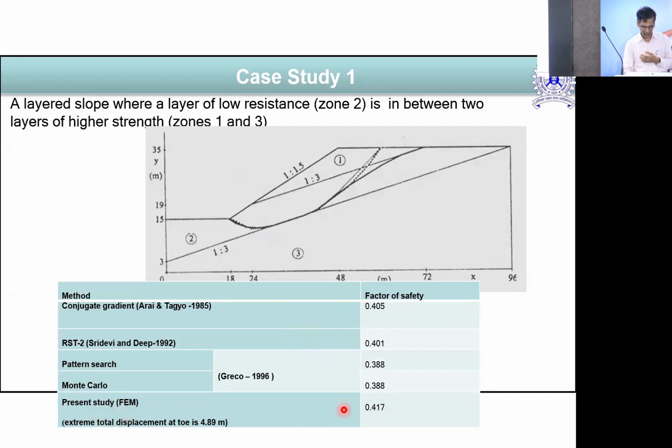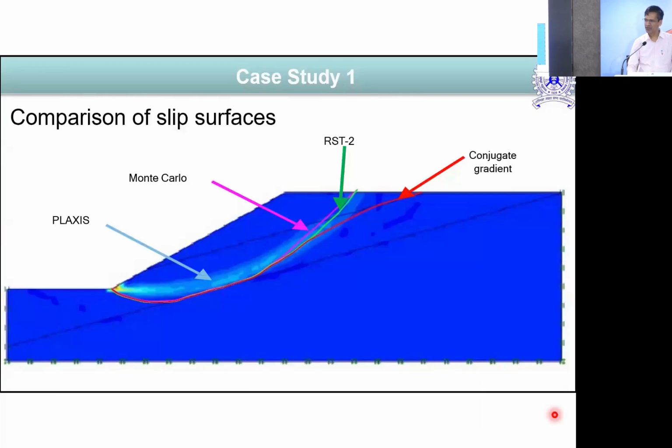So you see the factor of safety, it is a failed slope. The factor of safety may vary from 0.405 to 0.41. So it is a failed slope. It was found that it has failed, then it was analyzed by another method, and found that it is failing. This is one. Now this is what we are talking about, the failure surface.